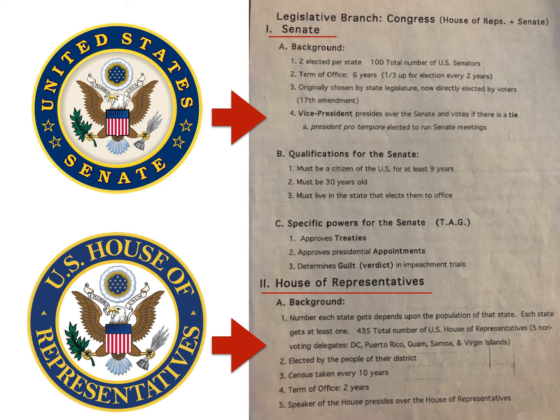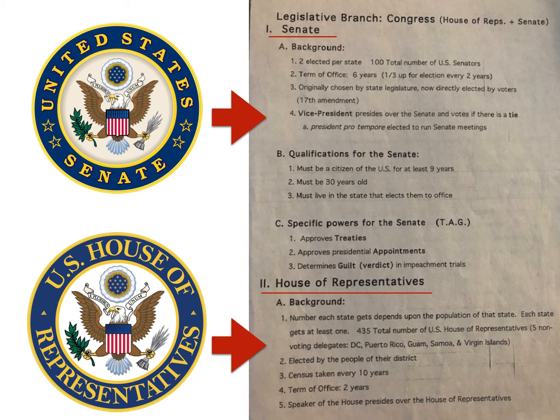Now, what does the Constitution say about the House of Representatives? A little more detail here. This one is all based on population. So the number that each state gets in terms of representatives depends on the population of that state. Well, where does that idea even come from? The Constitution says so. So right now we have 435 total members of the House of Representatives. That number, 435, doesn't change.